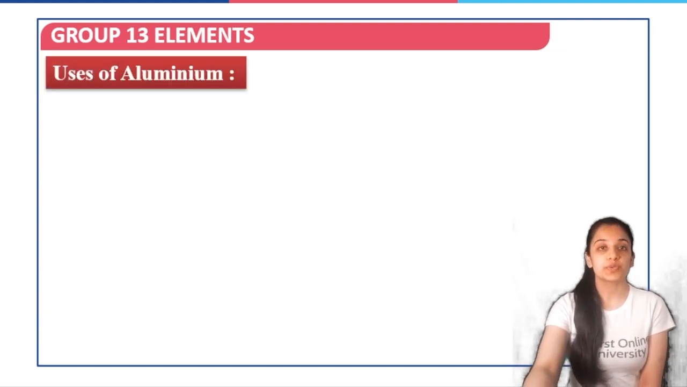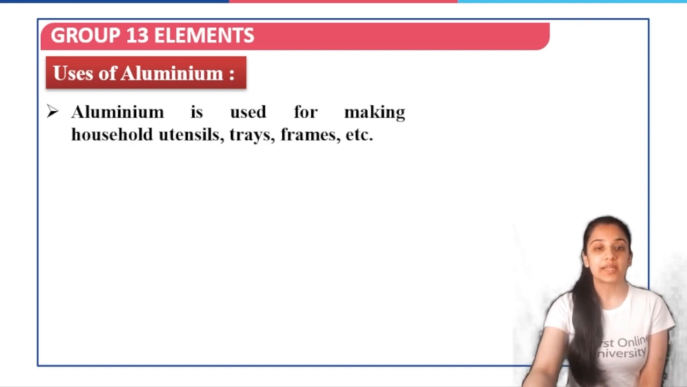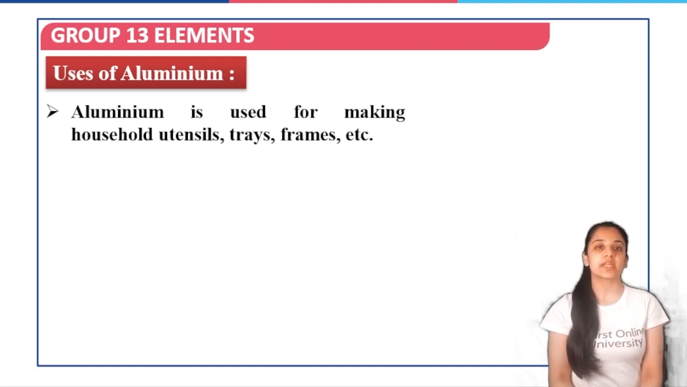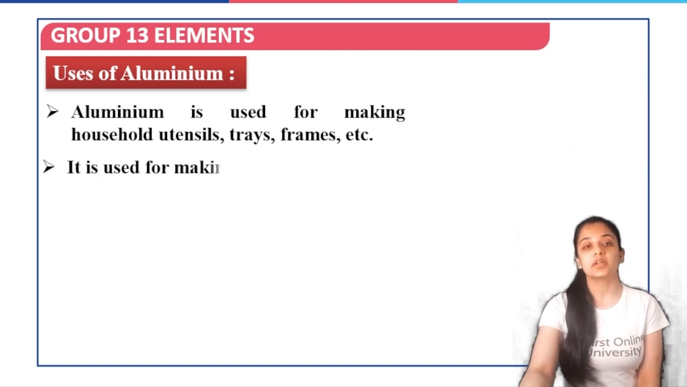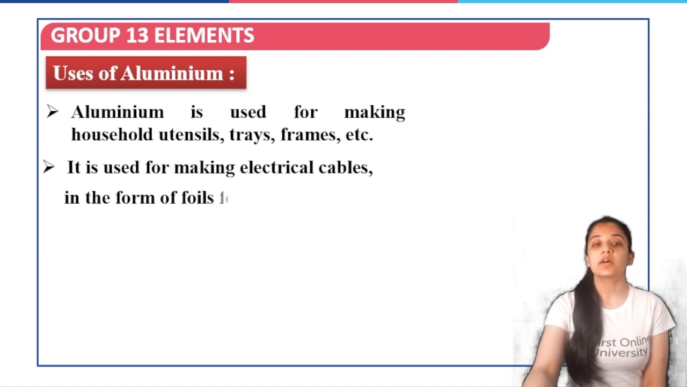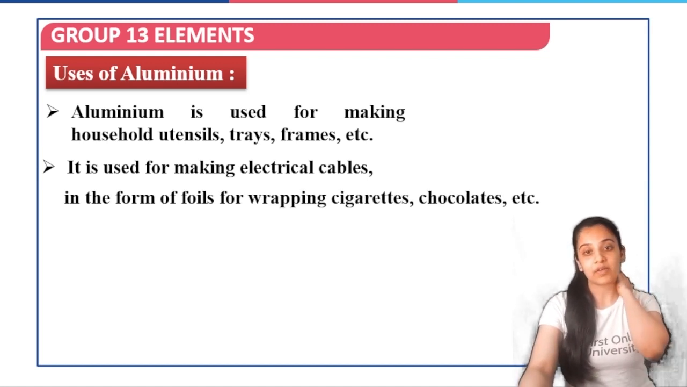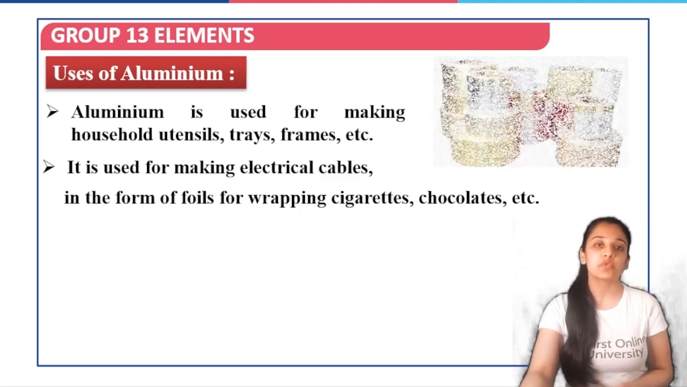Then we move on to the uses of aluminium. Aluminium is used for making household utensils, trays. So you must have seen at home, we have aluminium utensils that are used commonly. Then we can also have aluminium being used for making electrical cables, and in the form of foils for wrapping. So these foils that are used for wrapping food, cigarettes, chocolates, etc. are all aluminium foils only.